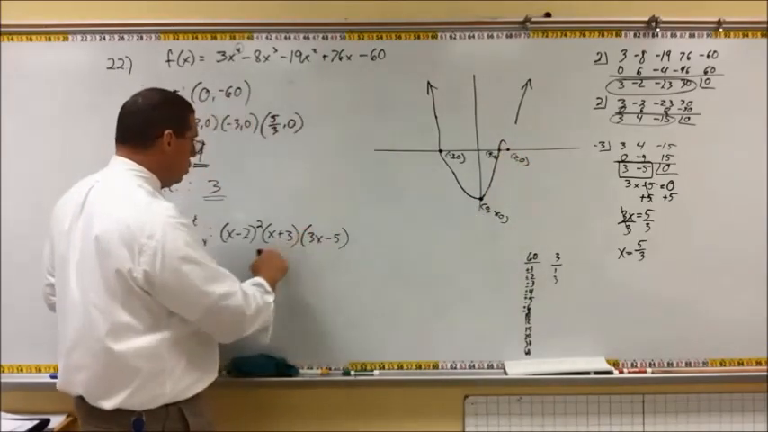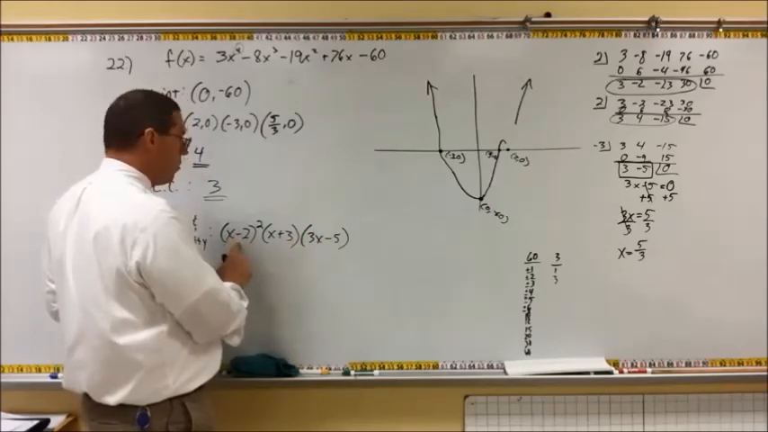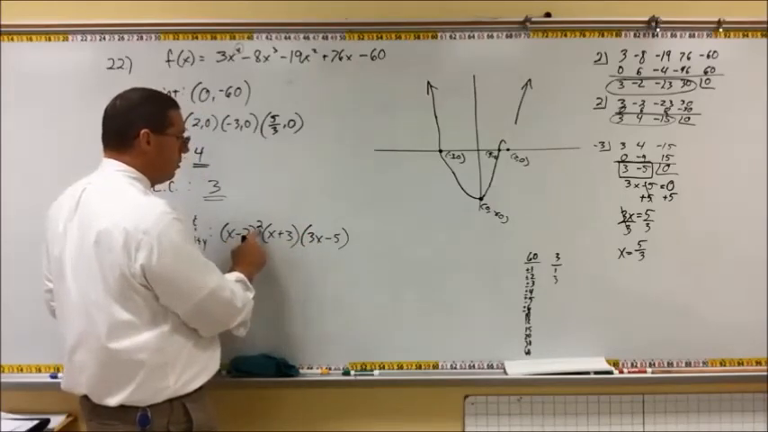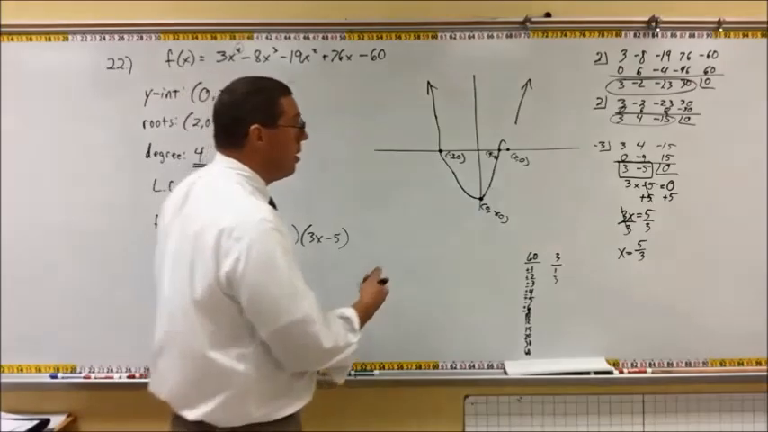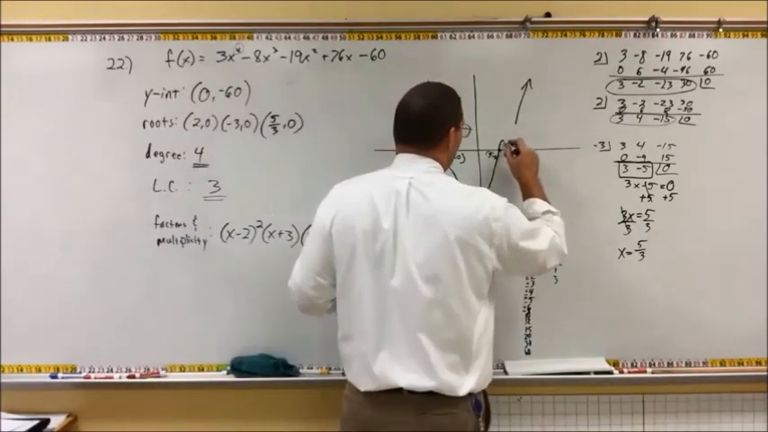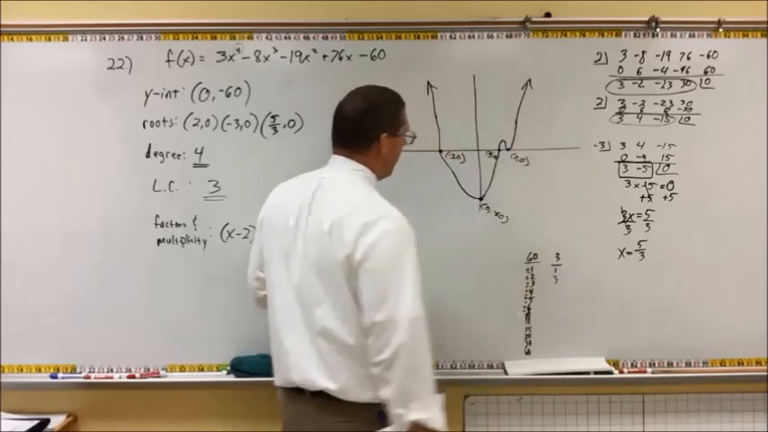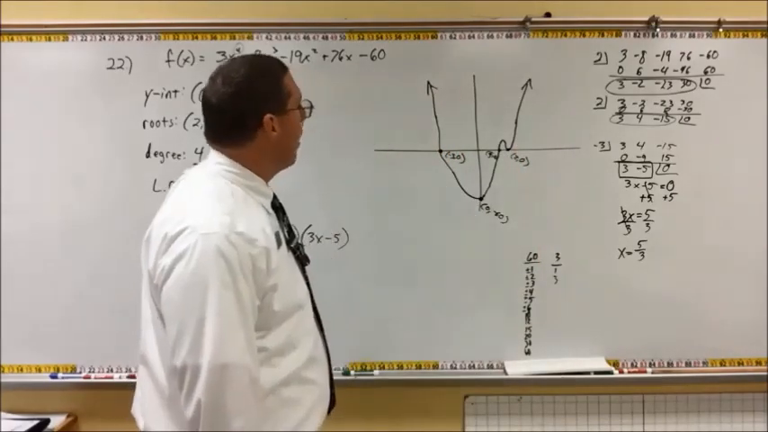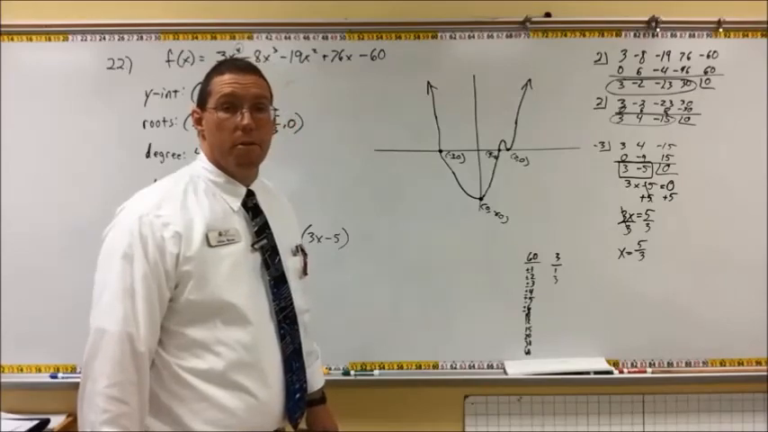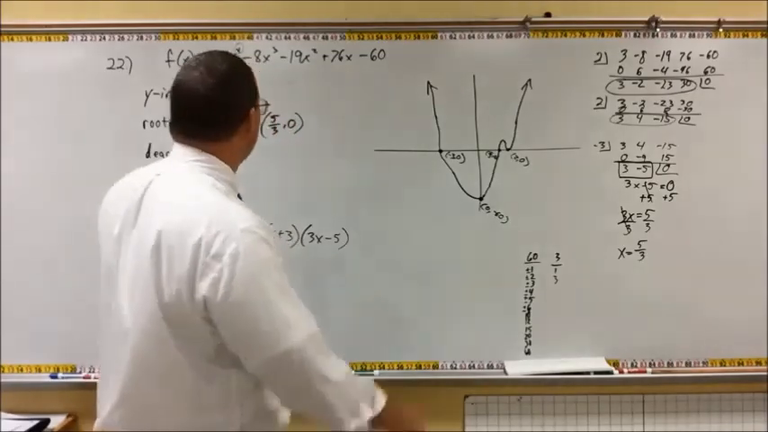Then we're going to go back to the 2. The 2 is associated with x minus 2 with a multiplicity of 2. That's an even multiplicity, so we're going to touch and turn. So we're going to touch here, turn around, and there we go. And now that's the sketch, a rough sketch of the graph. We have done everything here.